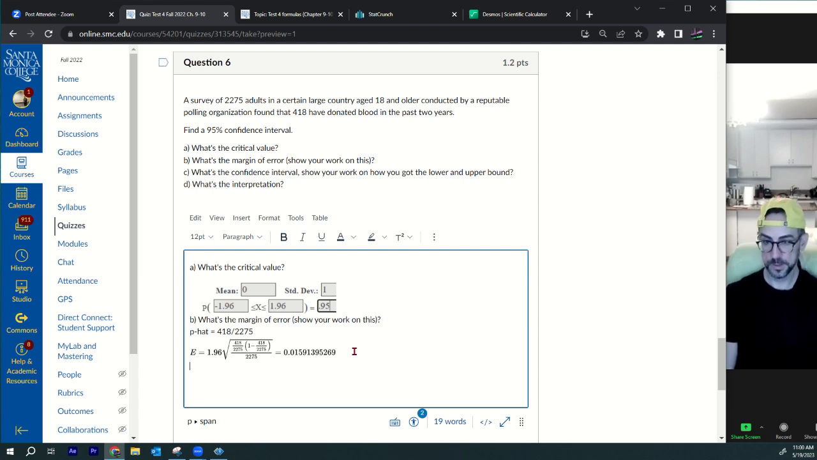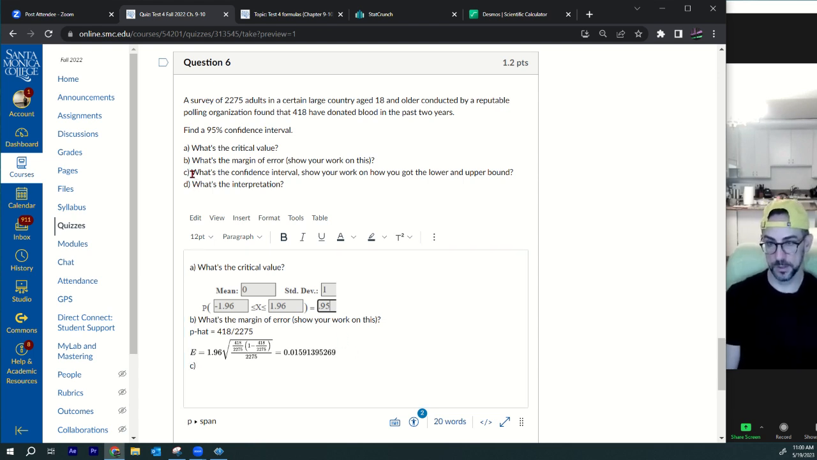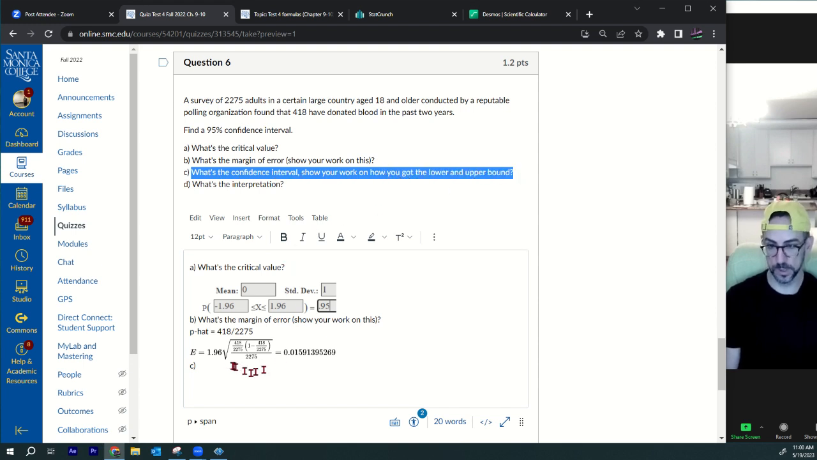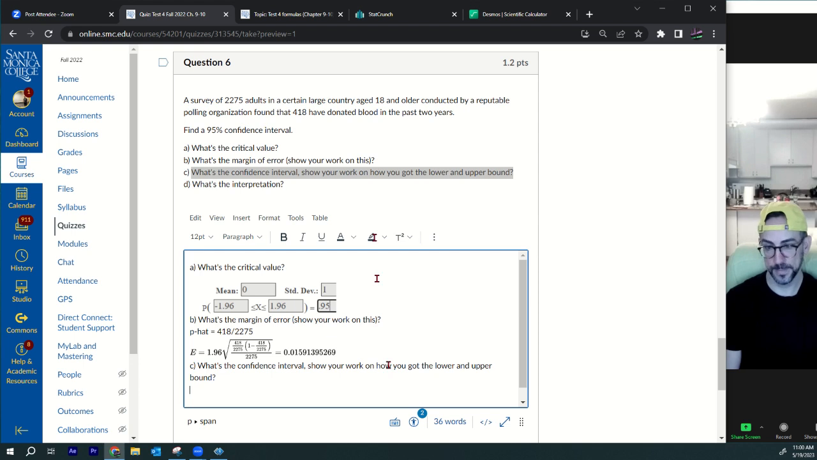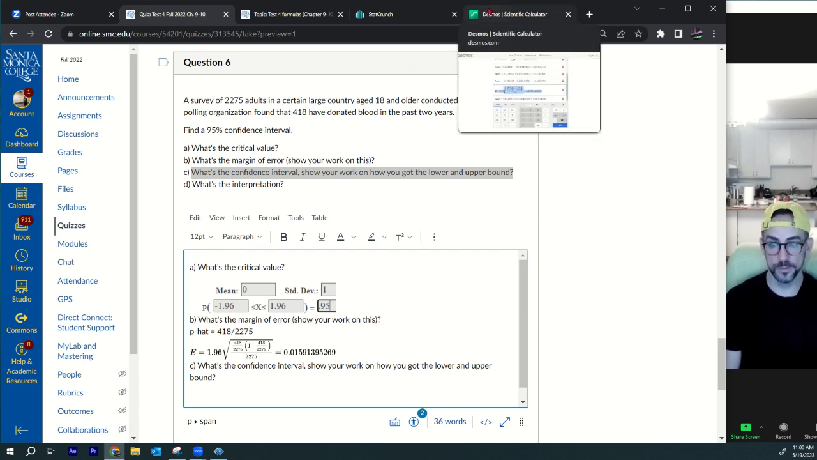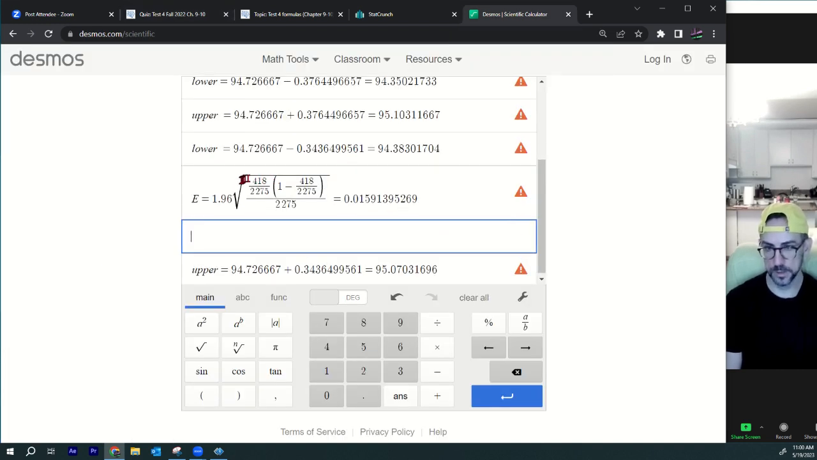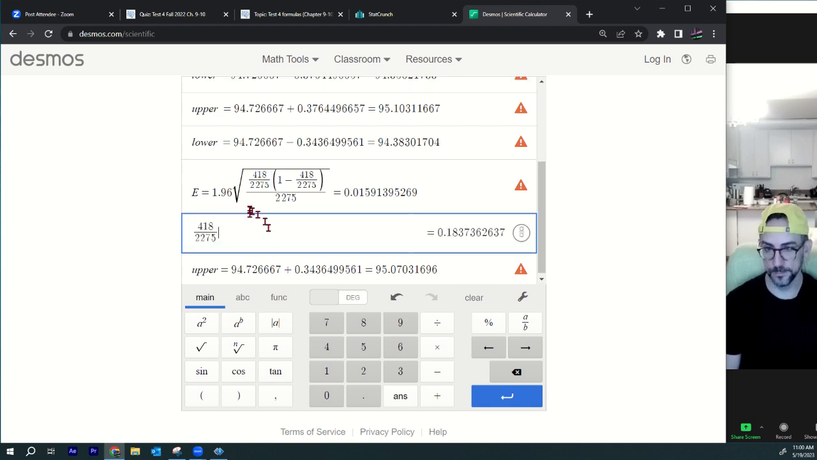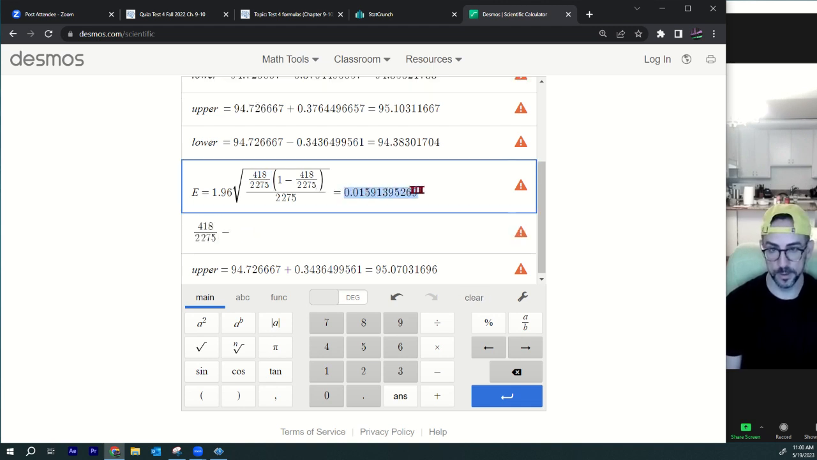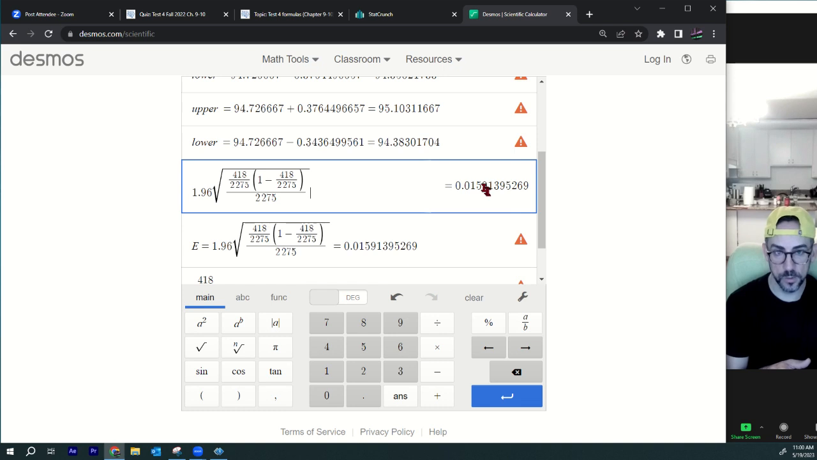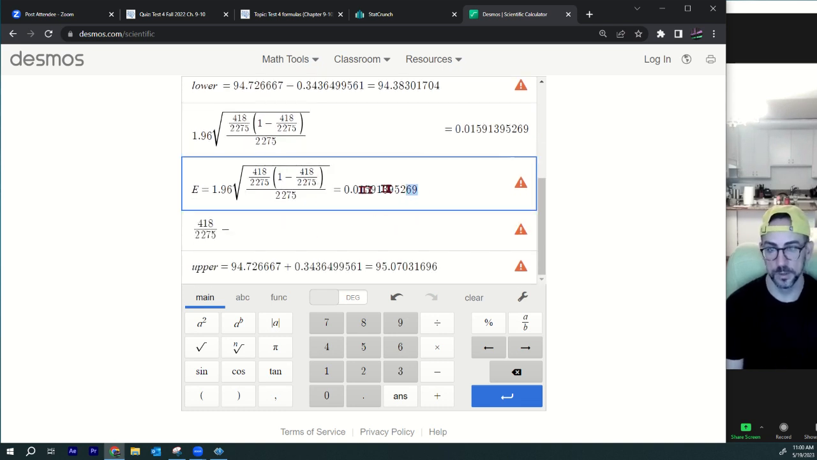Okay, now part C is what? What's the confidence interval? Show your work. Now, P hat, 418 over 2275. So watch. For the lower, it's gonna be P hat minus the margin of error, which, to be safe, you may want to copy all that. I don't know, is this number really correct? Let's double check. 0.0159, yeah, 0.0159.